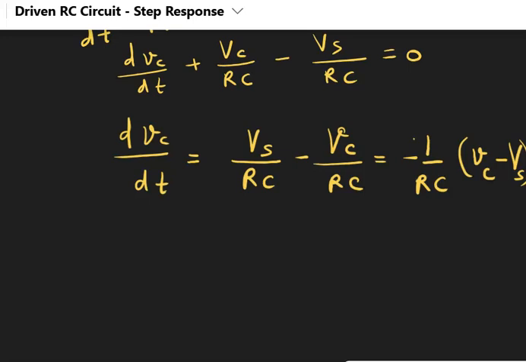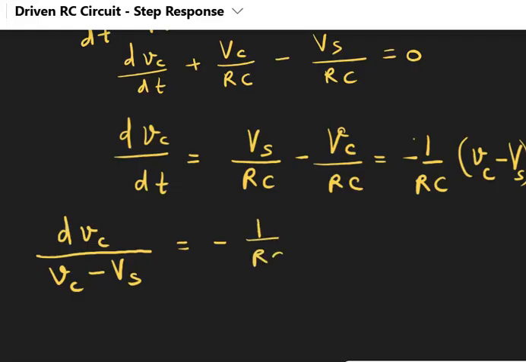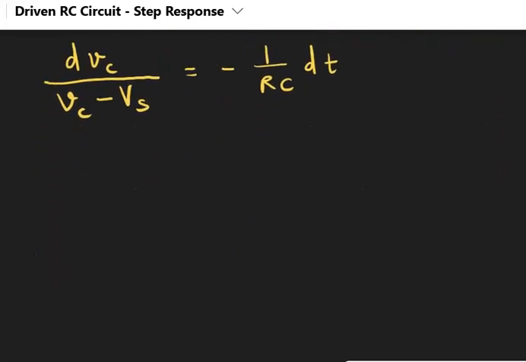Now we have to separate the variables, so on the left hand side we will keep dVc upon Vc minus Vs equals to minus 1 upon RC multiplied by dt. This dt goes on the right hand side and Vc minus Vs comes in the denominator on the left hand side. Now we have to integrate. Simple steps. We have separated the variables. Now we have to integrate. After integration we will find the constant of integration.